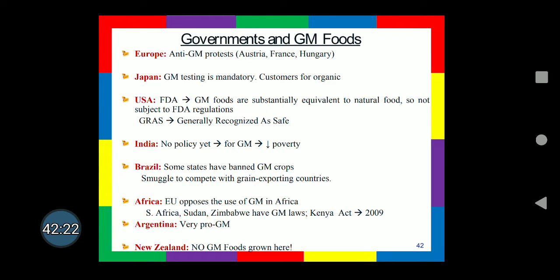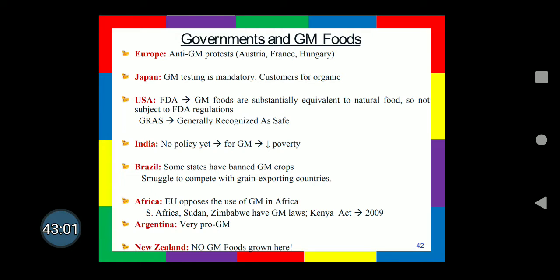Government and GM food. Europe: anti-GM protest. Japan: GM testing is mandatory and customers go for organic. In USA, FDA allows the genetically modified foods as substantially equivalent to the natural foods, so not subject to regulation on the genetically modified food, generally recognized as safe. India has no policy yet for the genetically modified food. Below poverty people are unaware of all these things.